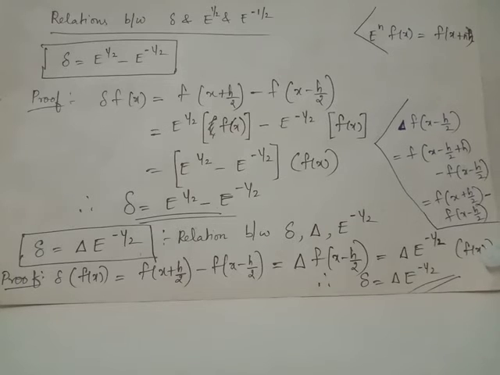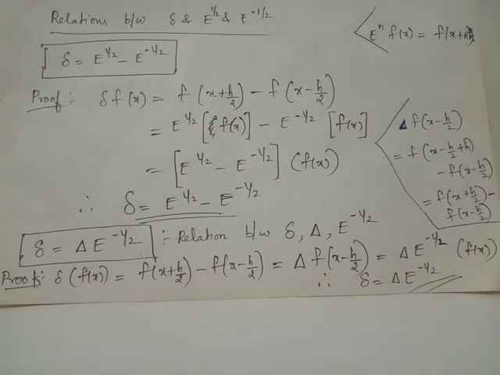From this deduction, it's clear that giving f of x as input to the central difference operator is exactly the same as giving the same input f of x to the operator forward difference operator multiplied by E raised to negative 1 by 2. The working of these two operators is the same, and thus we proved delta equals capital delta into E raised to negative 1 by 2.